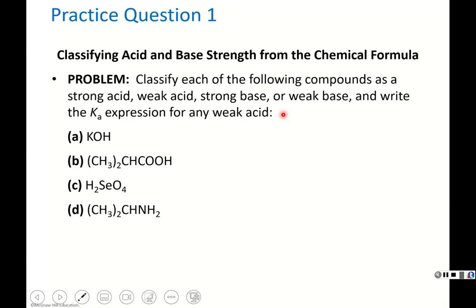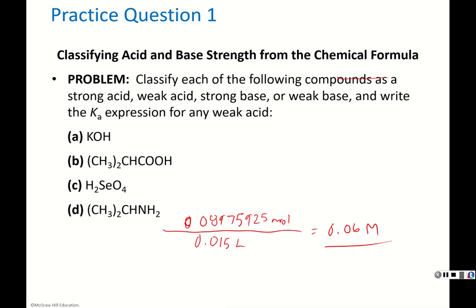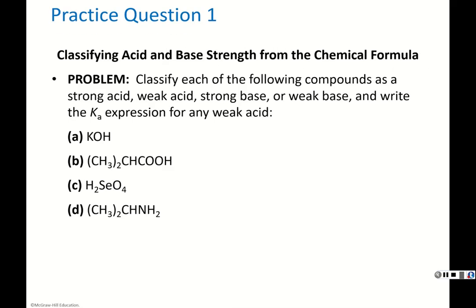Let's try a practice question. Classify each of the following compounds as either a strong acid, weak acid, strong base, or weak base. Let's look at A. That would be a strong base. We have a group 1 metal combined with an OH, so when that dissociates completely we get OH minuses. Next, CH3COOH. Remember that COOH is a telltale sign that this is a weak acid. It's a carboxylic acid, so here we have a weak acid.